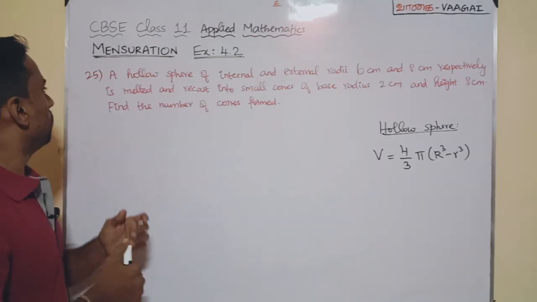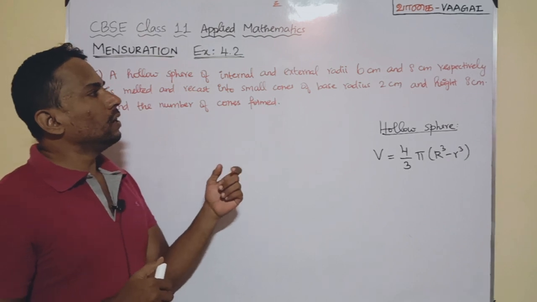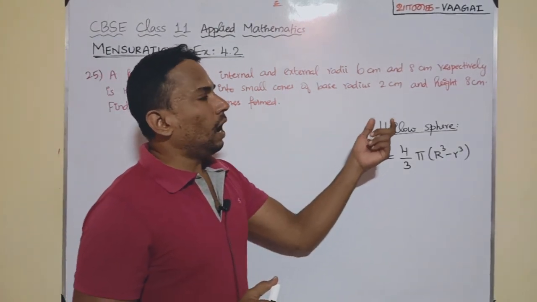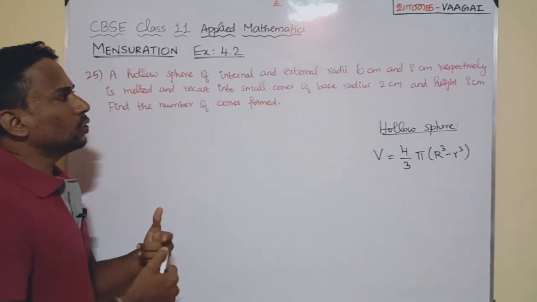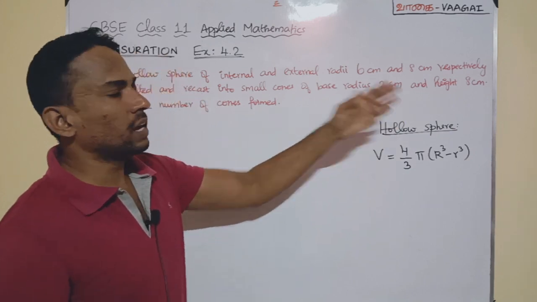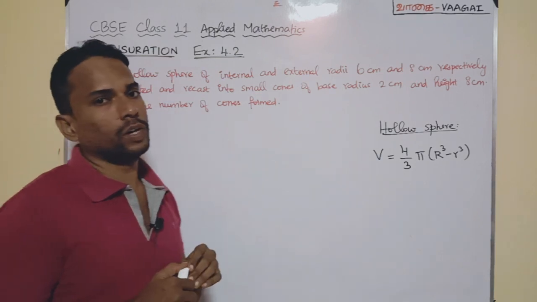Next is question number 25 with us. A hollow sphere of internal and external radii 6 centimeter and 8 centimeter respectively is melted and recast into small cones of base radius 2 centimeter and height 8 centimeter. Now find the number of cones formed. This is going to be the question.